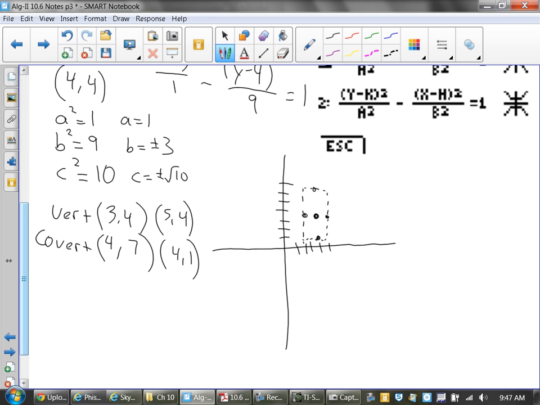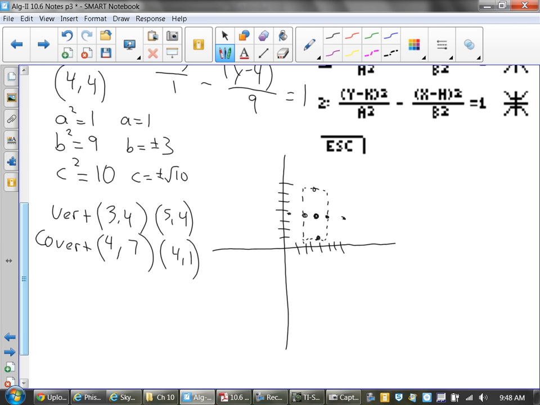The foci, since this is moving left and right, I just have to add that c value to which coordinate, the x or the y? Oh yeah, from the center. Yes, very good. So here's what happens. I know that the square root of 10 is a little bit more than 3. Can you say that on the test, or can you just say 3 a little bit?